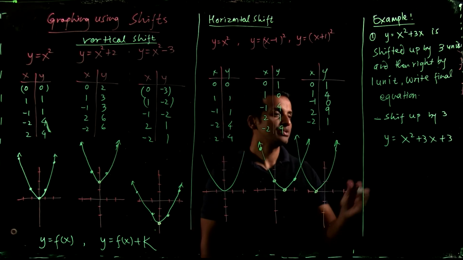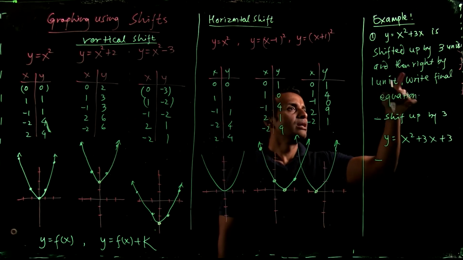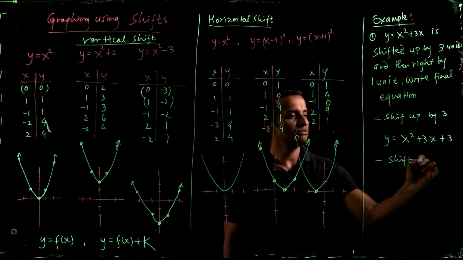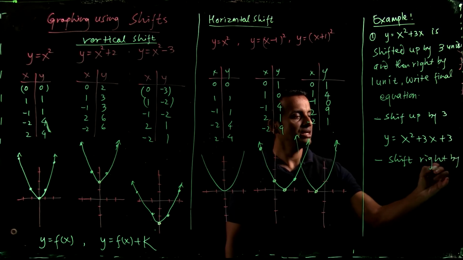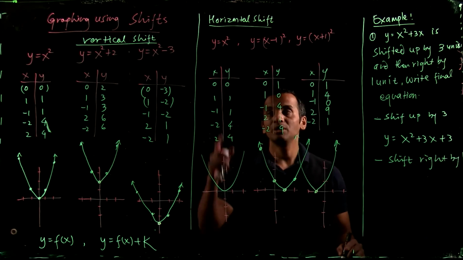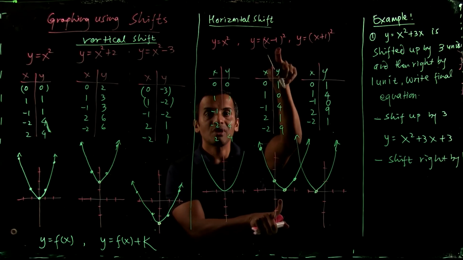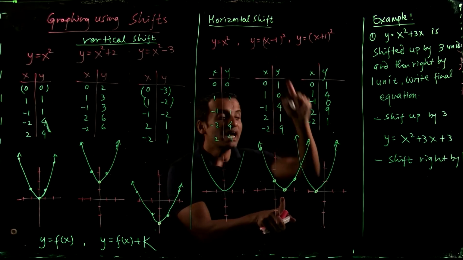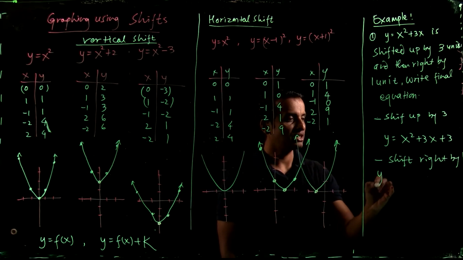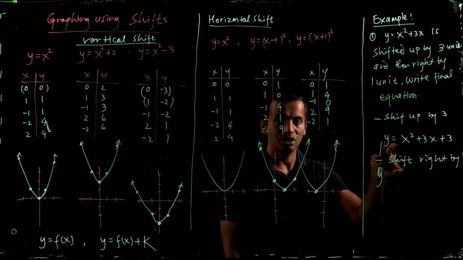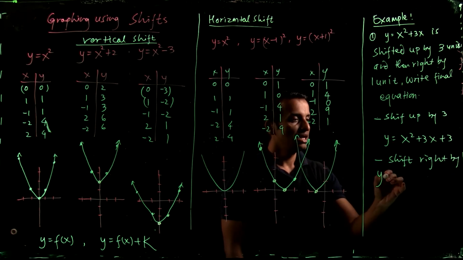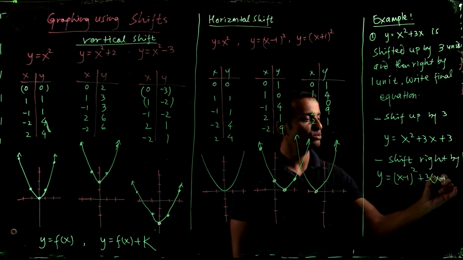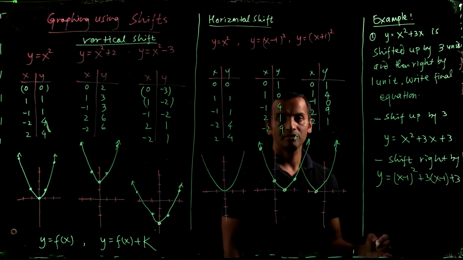Make sense? Now next is then shift right by 1 unit. Shift right by 1 unit, right? So you can see it here. To shift right, you subtract that number from x, right? So take the current equation you get, equals to x minus 1 squared plus 3 times x minus 1 plus 3, right?